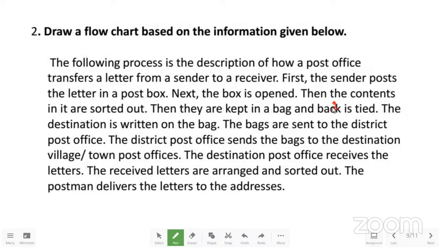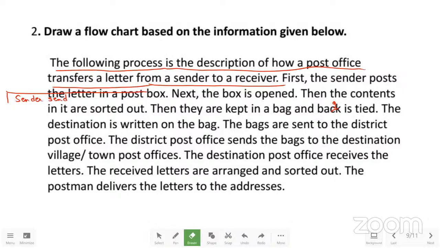There are almost 10 to 12 boxes that you have to write. So first, how do you write that heading? The following process is the description of how a post office transfers a letter from a sender to a receiver. That should be your heading. Next comes, in a box you have to write, children: sender sends the letter. Or instead of send, you can say post the letter in a post box.